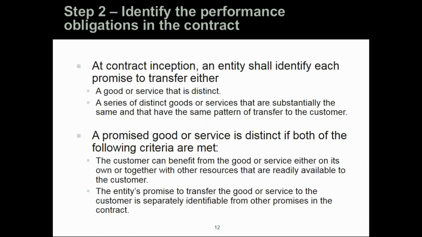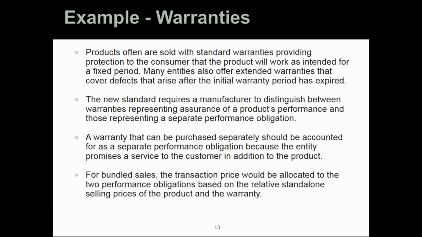Generally, there's two main types of warranties. There's the standard assurance warranty, which just provides protection to the consumer that the product will work as intended for a fixed period of time. And then there's an extended warranty, which typically covers defects that arise after the initial warranty period. So extended warranties are typically separate performance obligations. The new standard requires the entity to distinguish between the two different types of warranties and allocate the transaction price to the two different performance obligations based on a standalone selling value.